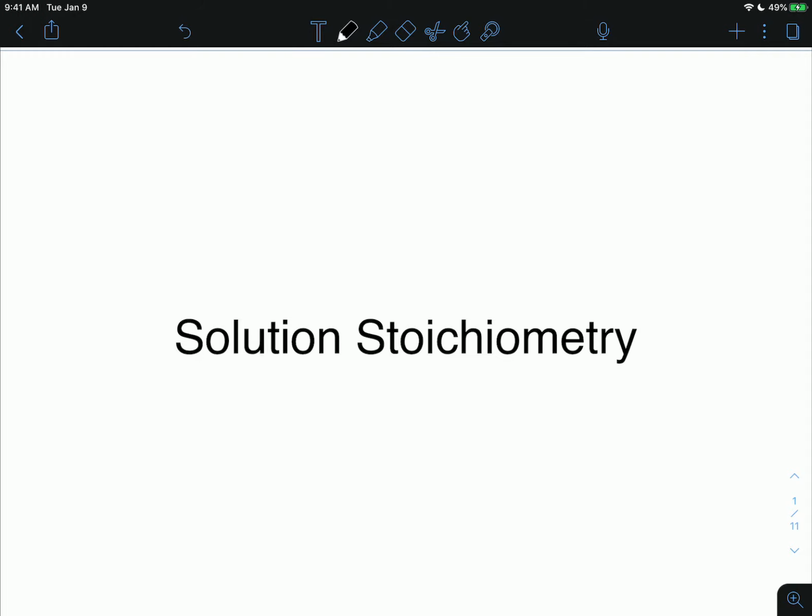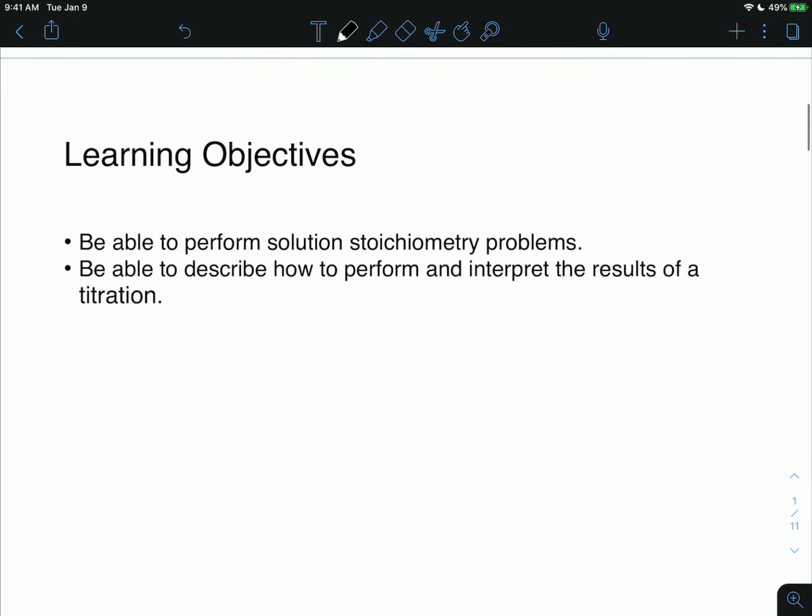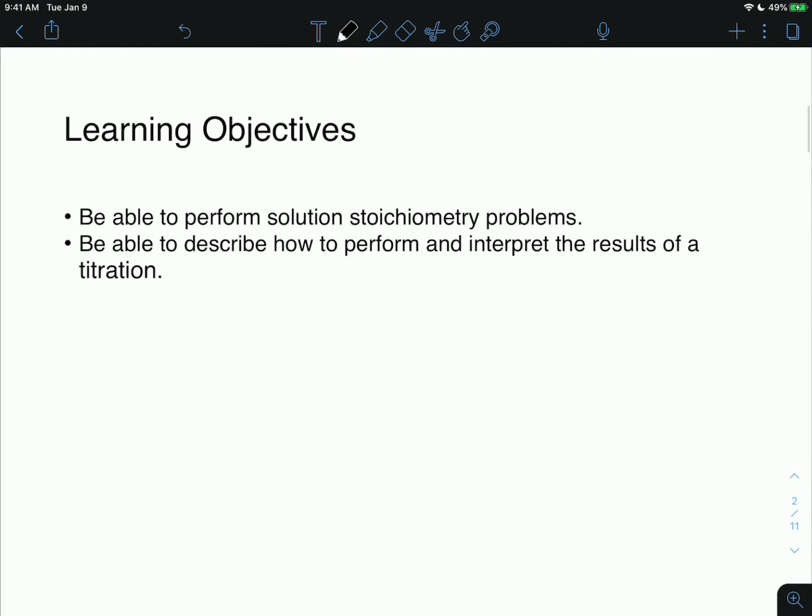Hey guys, our last video in this unit is solution stoichiometry. So we're going to take everything we've learned so far and apply it. We're going to take our initial stoichiometry from the previous unit and bring in concentrations. At the end of this video, we are going to perform solution stoichiometry problems.